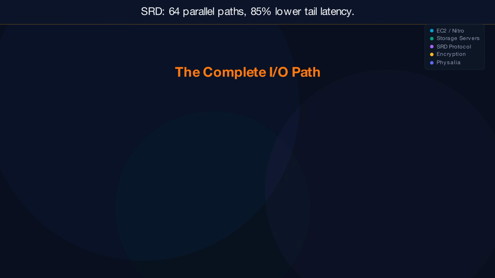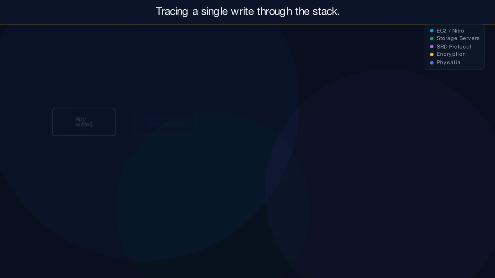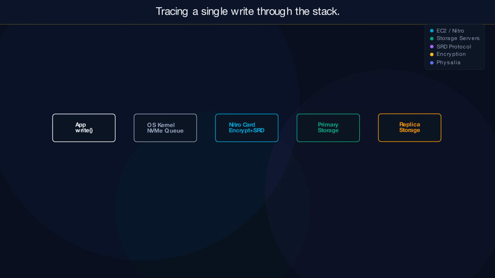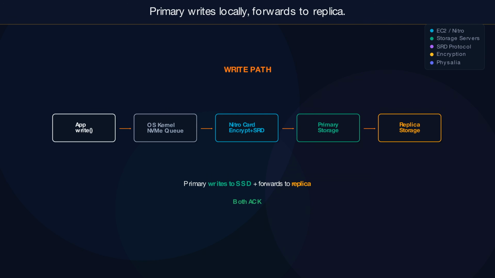Let's trace a single write through the entire stack. Your application calls write. The OS kernel packages this into an NVMe command and places it on the NVMe submission queue. The Nitro card picks it up, encrypts the data block using the volume's AES-256 data key, and fragments the write into SRD packets. The Nitro card sends these packets to the primary storage server.